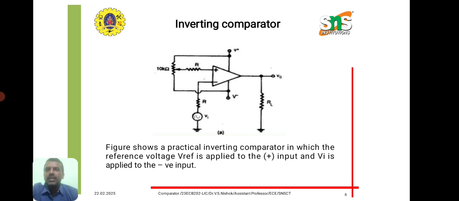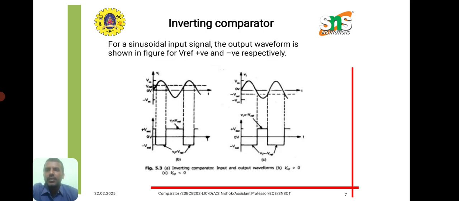Whenever we compare the graph with the non-inverting comparator, if you see V reference, in the same way we are taking plus V reference, that is plus 1 volt, and minus 1 volt. On the left-hand side, if you see the graph, at the top is the sine wave input signal, and the V reference is taken as plus 1 volt.